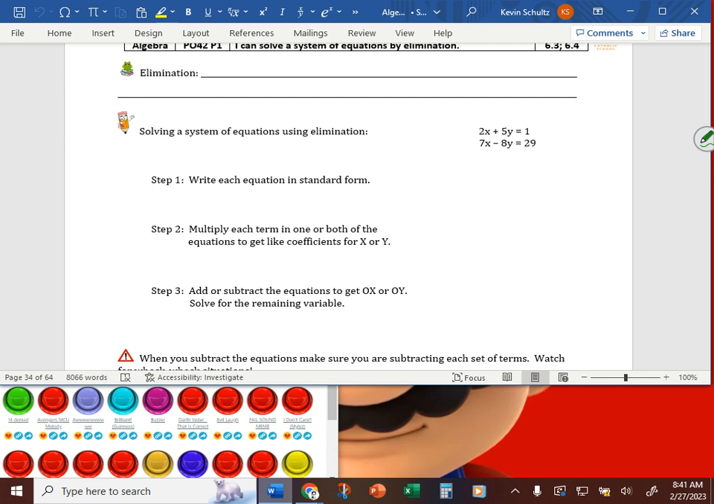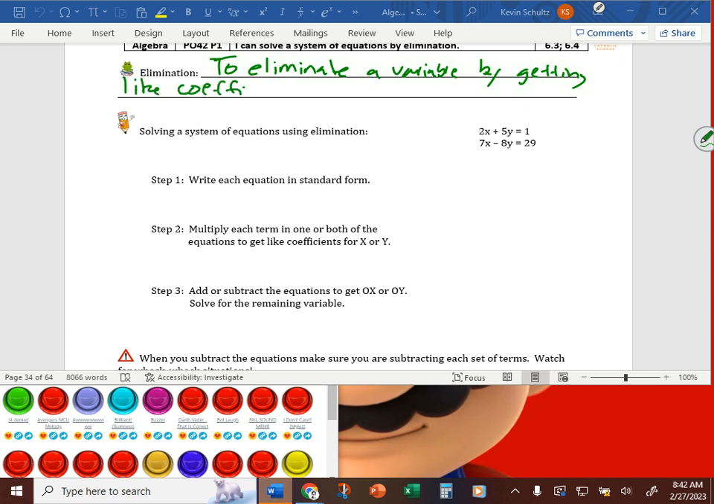Now, did we define elimination on Friday? No, okay. So elimination is to eliminate a variable by getting like coefficients for x or y. And my trademarked phrase for this is ox or oy, because if you eliminate the x variable, you get 0 x's, ox. If you eliminate the y, you get 0 y or oy. Okay? Give myself a little shout out there.